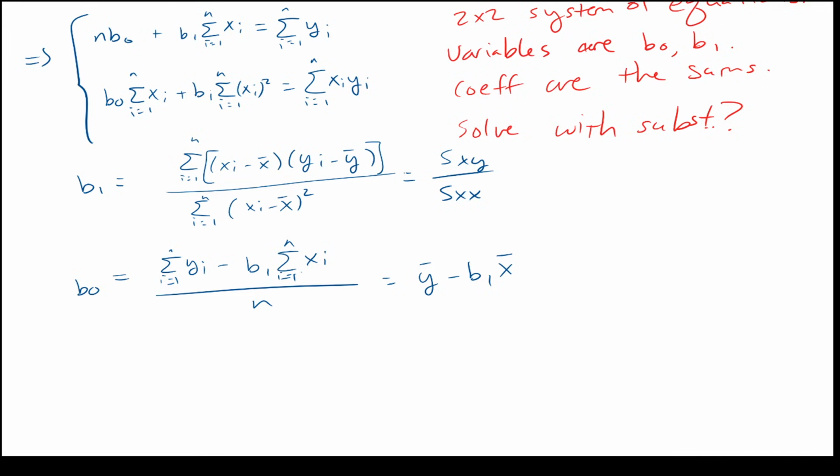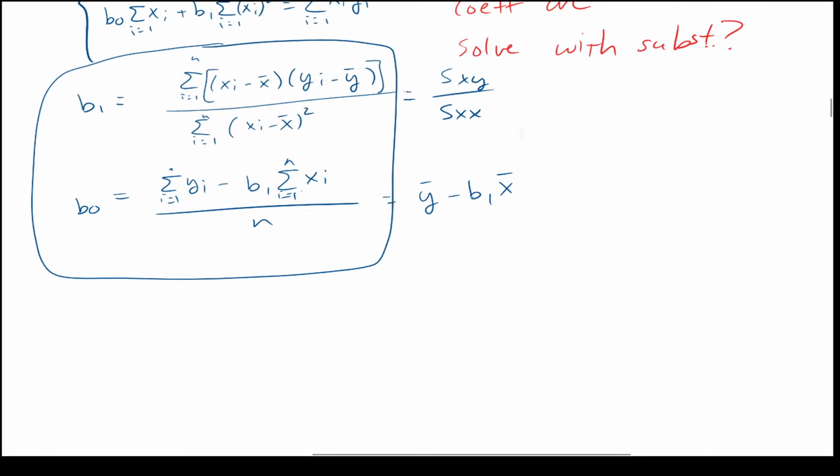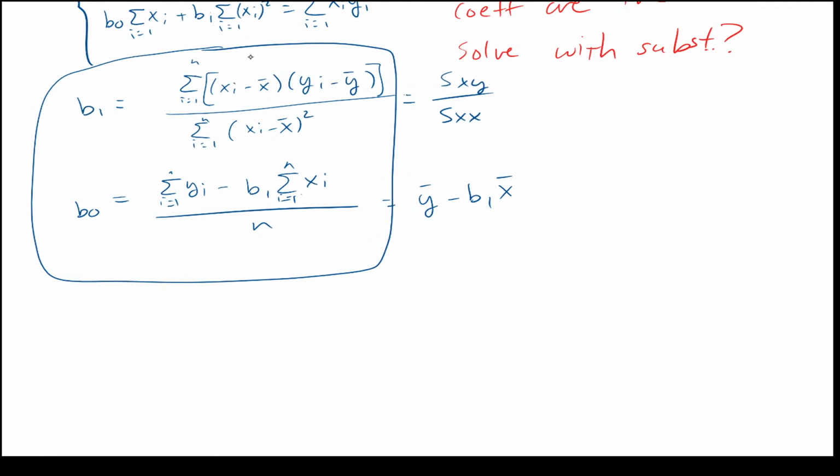So these two values of b0 and b1 are the values that minimize the square sum. So these are the minimizing values of b0 and b1 for f of b0, b1.